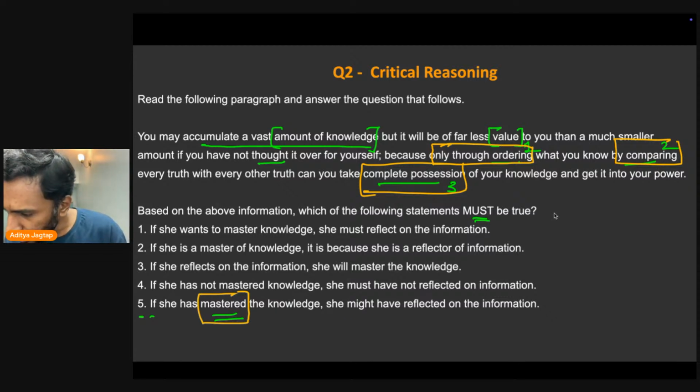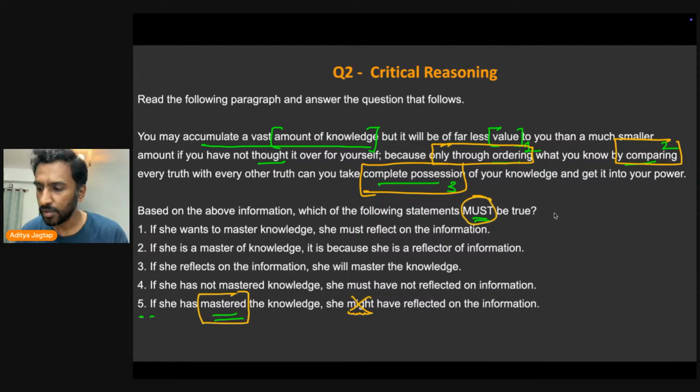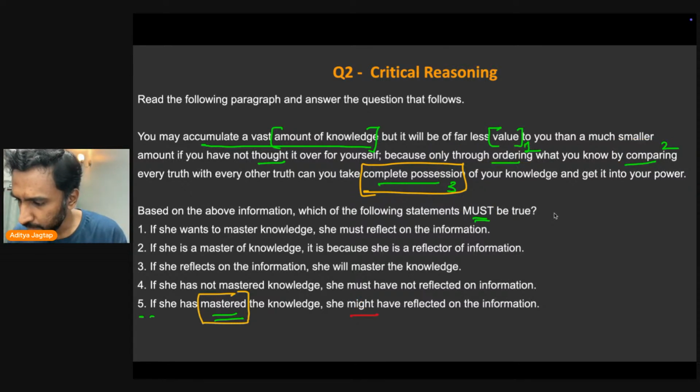So she might have reflected on information is invalid. This is not true. The reason why it's not true is this: might have is not the same as only through, right? Only through tells us that you have to order your knowledge, you have to take complete possession of it, and only then will you master knowledge. So you might have reflected on the information makes 5 incorrect.